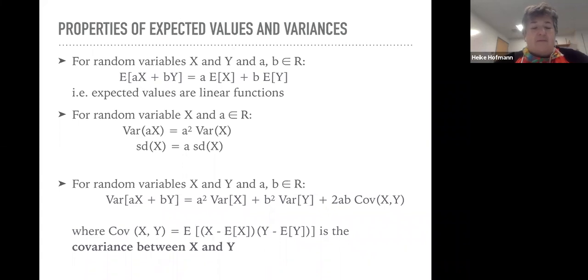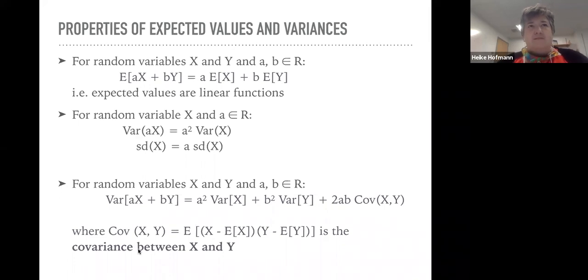And if you think back of how the variance was defined as the expected value of the squared deviation from the expected value, it's no wonder that this looks a bit like a square. So we've got the square of one element plus the square of the other element plus the mixed term of those two elements. So that's the definition of covariance.